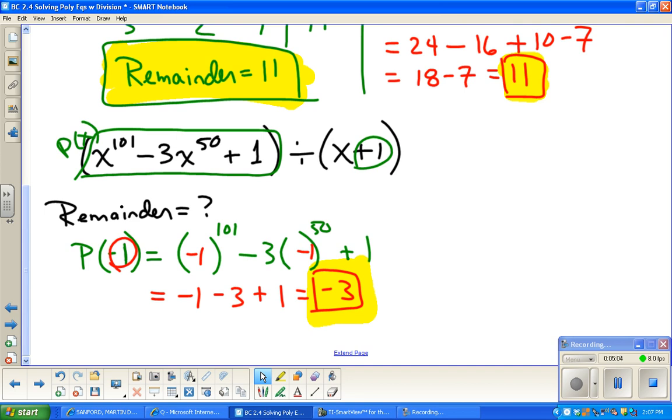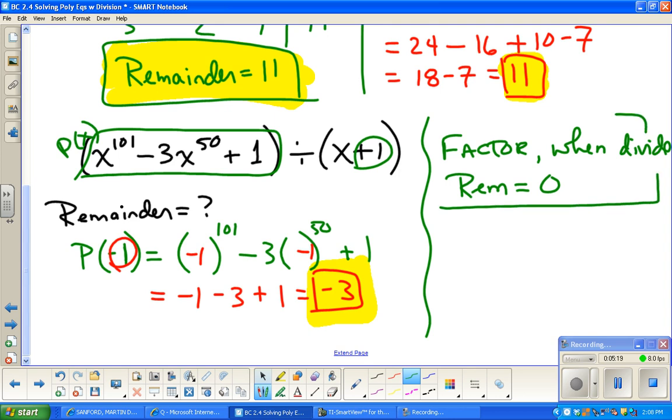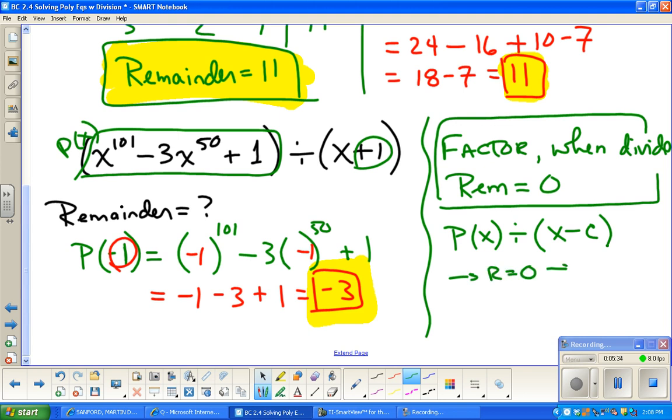Okay? All right, one little add-on to this. If something is a factor, when you divide, what should the remainder be? Well, it should be 0. Well, that's what the factor theorem says. So the factor theorem says if you divide some polynomial by some factor, some binomial, and the remainder equals 0, then that x minus c, whatever it was, is a factor.